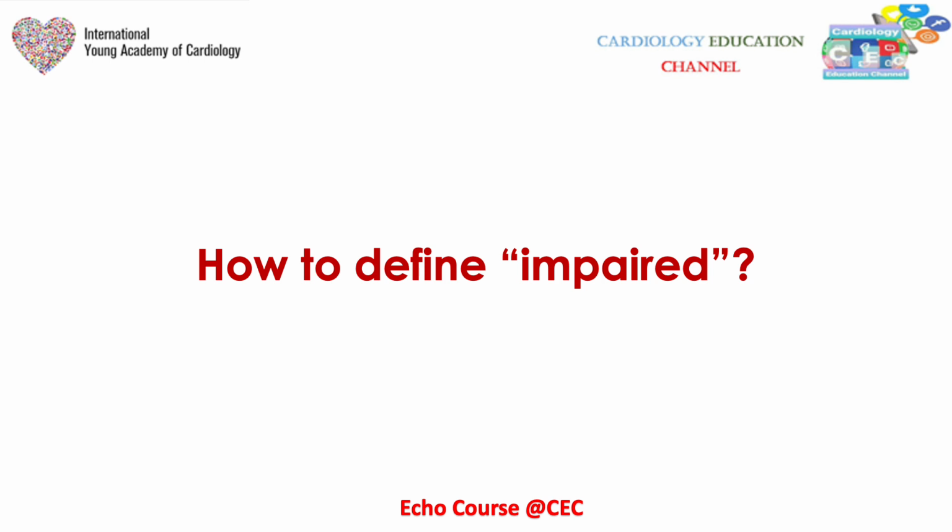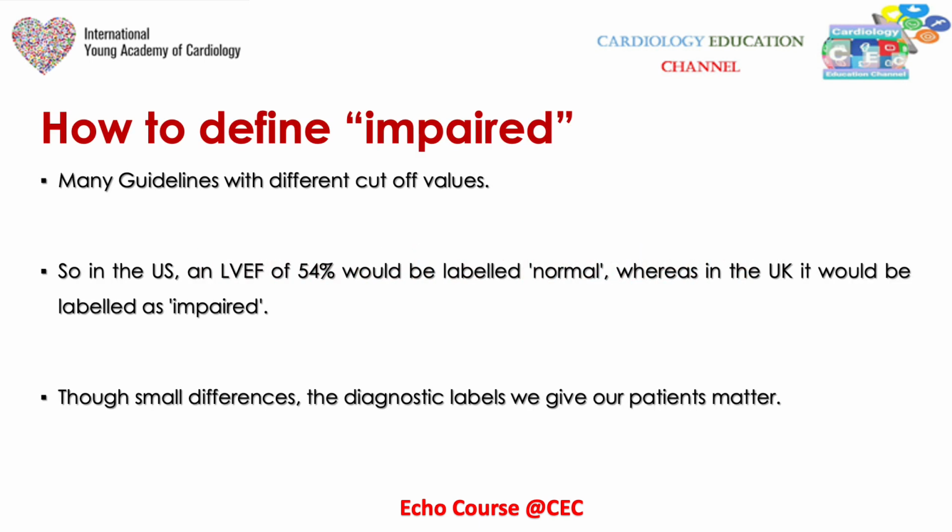So now we are coming to a point, if you have your ejection fraction and you get the number, when to define impaired left ventricular systolic function. We have many guidelines with different cutoff values for diagnosing impaired systolic function. So in the American Society or in the United States, a left ventricular ejection fraction of 54 would be labeled normal, whereas in the United Kingdom it would be labeled as impaired. And with those small differences, the diagnostic labels we give our patients matter. Just ask someone who is trying to buy life insurance how much difference a label of impaired LV function can make.